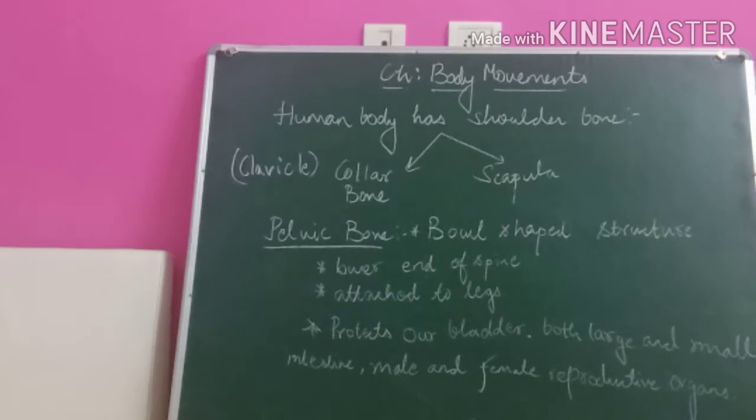My dear students, now shoulder bone is actually made up of two bones. Number one is your collarbone. Collarbone is also known as clavicle. Number two bone is your scapula. So therefore, collarbone and scapula together form your shoulder bone. Now, shoulder bone of the human body is made up of collarbone, that is clavicle, and scapula. Clavicle and scapula together combine to form our shoulder bone. I hope the concept of shoulder bone is clear to you all.